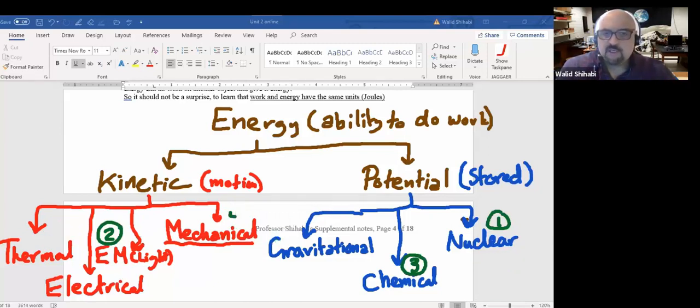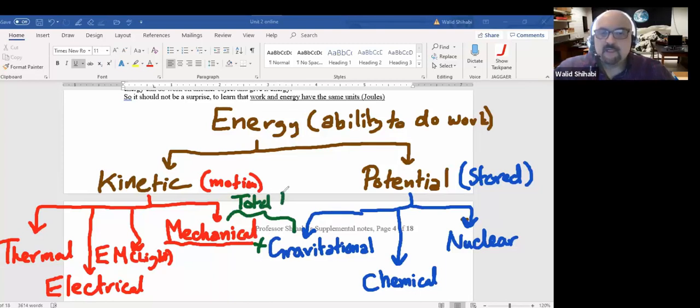The other thing here we'll focus on is something called the total mechanical energy. And that's basically the mechanical plus gravitational. So if you add the mechanical kinetic energy to the gravitational potential energy, the sum of those two, we call it the total mechanical energy. Now, what's special about total mechanical energy?